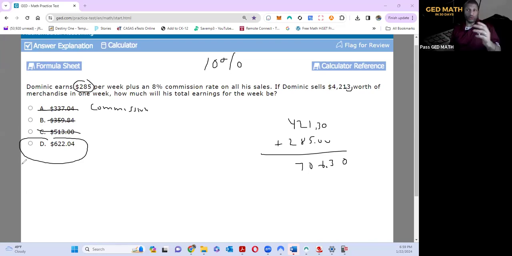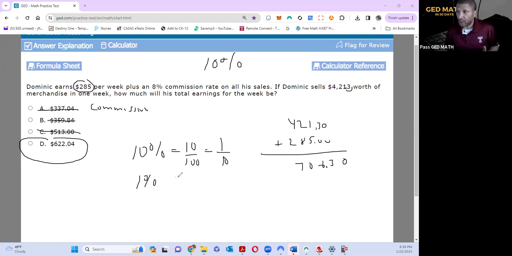And the more you can use mental math, and this is why I have a quiz to find 10% of a number. So understand what 10% is. 10% is 10 over 100 or 1 over 10. I'm dividing by 10. So what's 1%? 1% is 1 over 100. I'm dividing by 100. So if I take this 4213, 10% is 421.30. 1% is moving it twice.